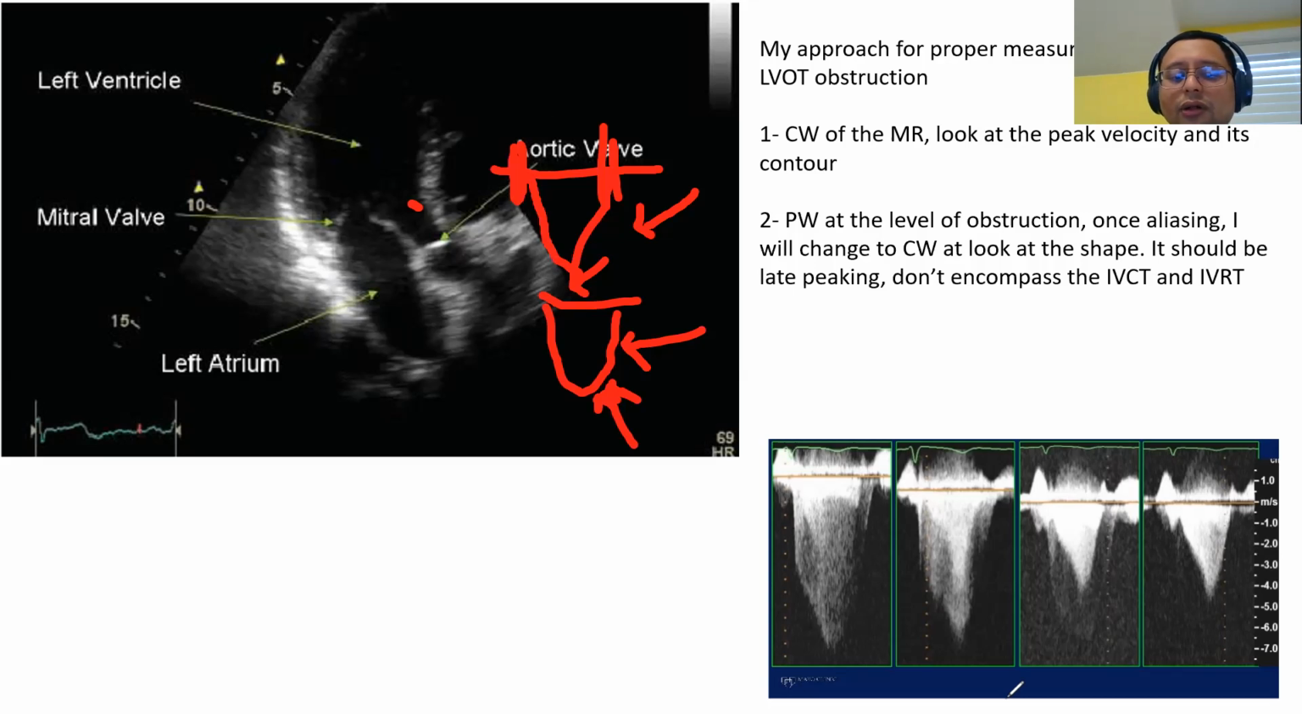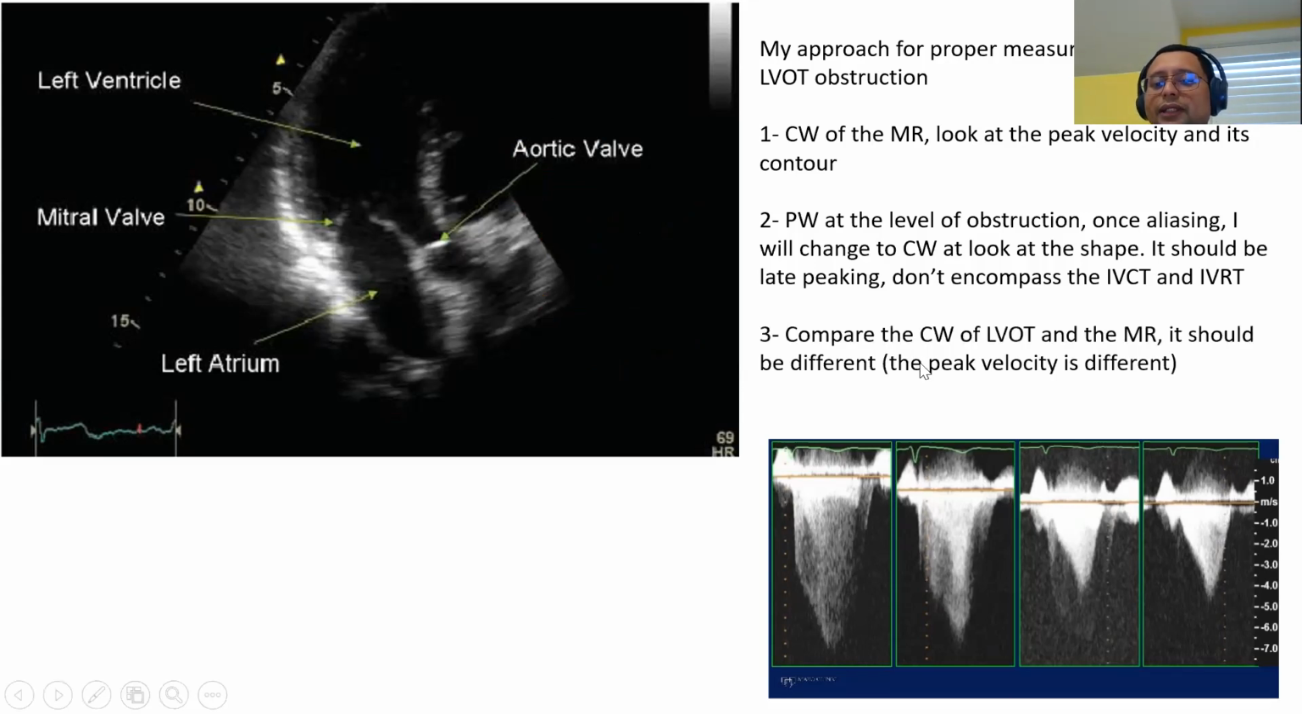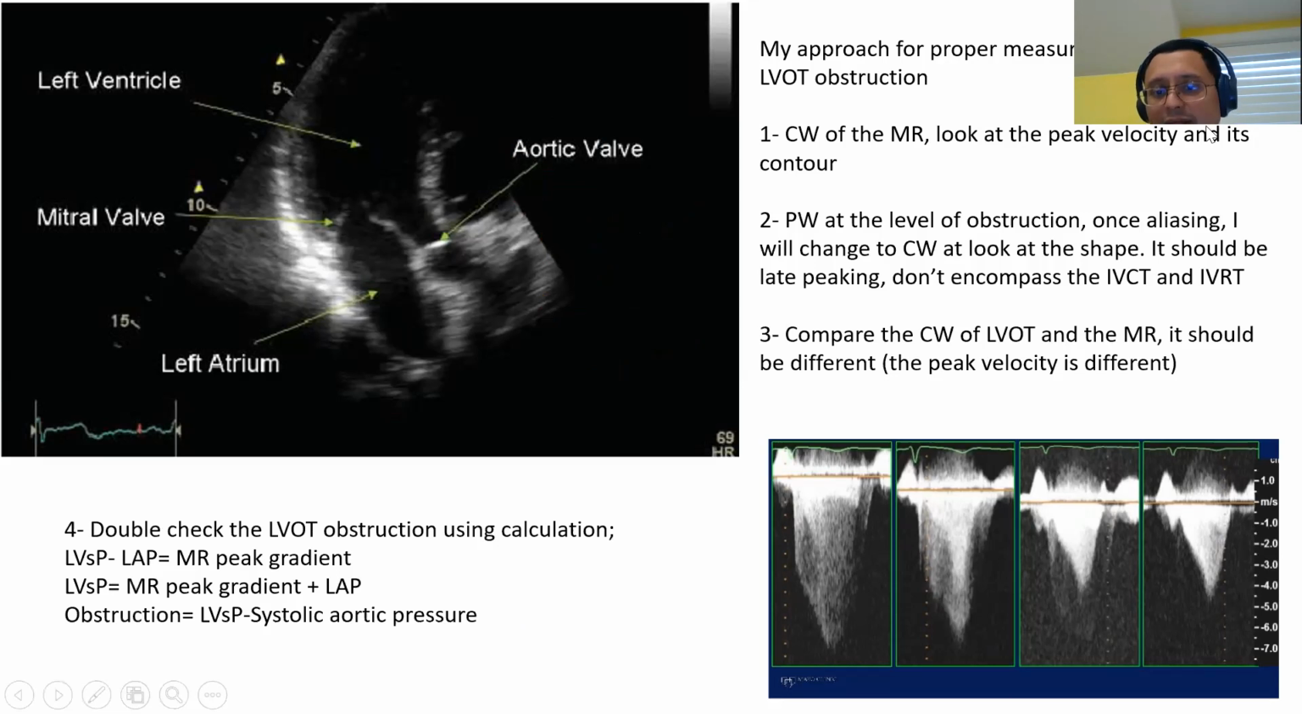Okay, so that is how I make sure that I'm measuring the correct LVOT obstruction. Compare the CW of the LVOT and the MR; it should be different. The peak velocity is different, and the MR jet is also different. So you can check the LVOT obstruction using the calculation that I showed you.